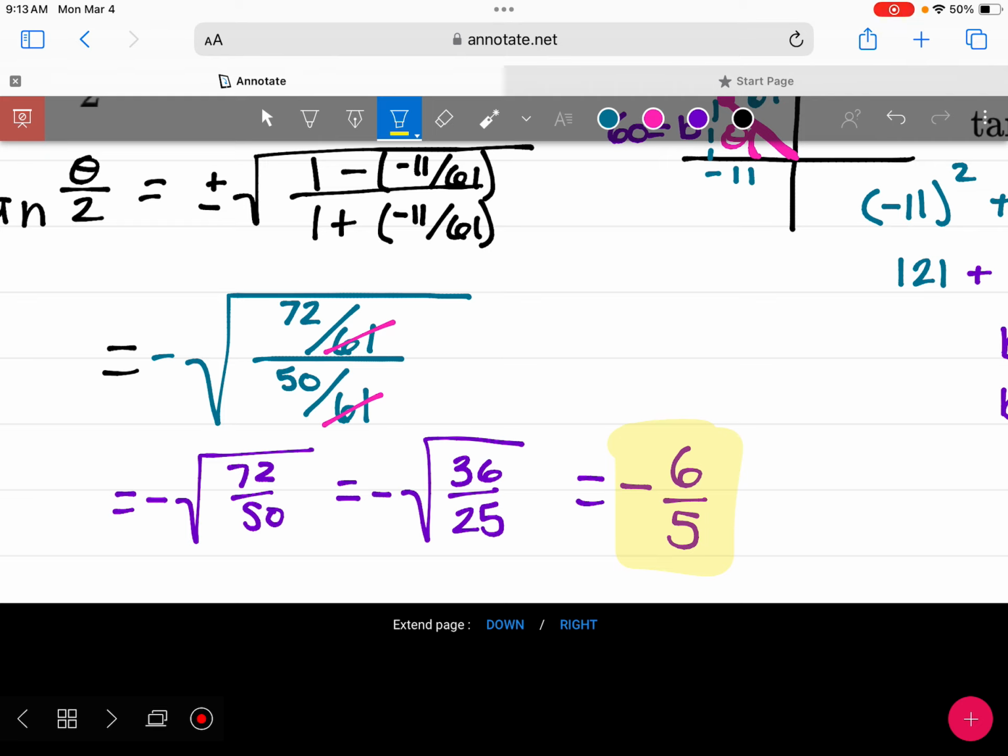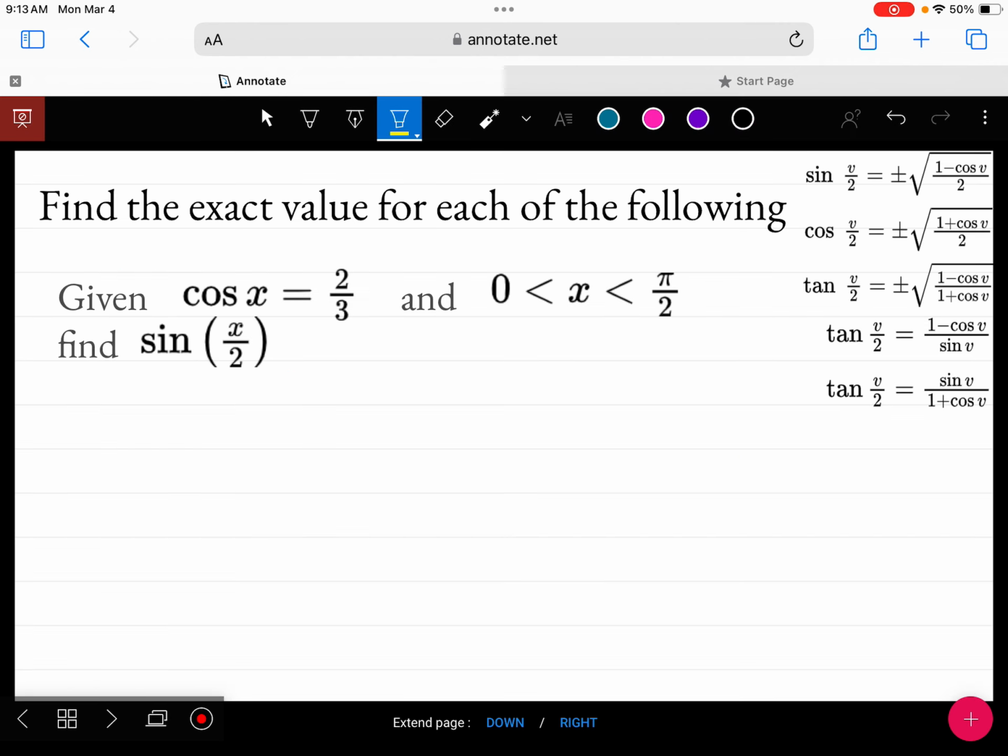Everyone okay? Okay, cool. All right, we're going to do another one. Very similar vibe. So now we're given cosine of x is 2/3. We know that 0 is less than x, which is less than pi over 2. And we want to find sine of x over 2.